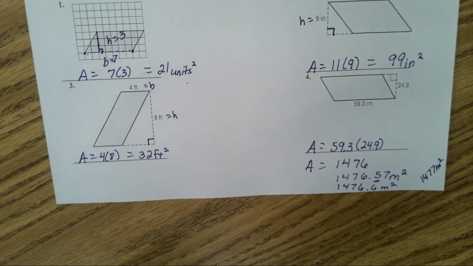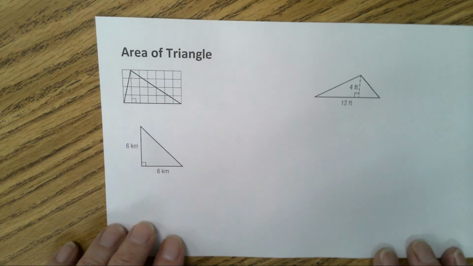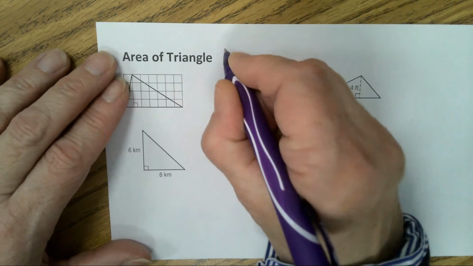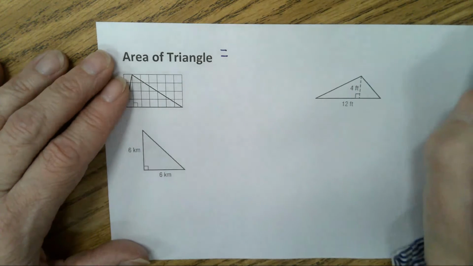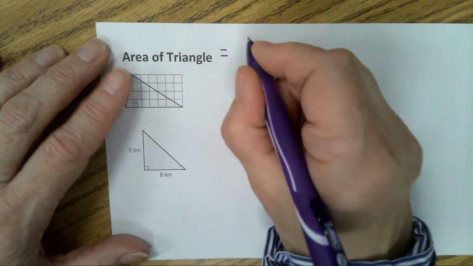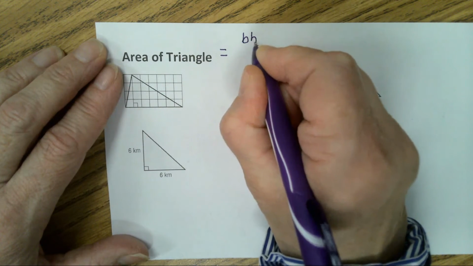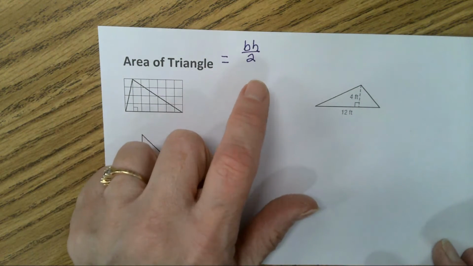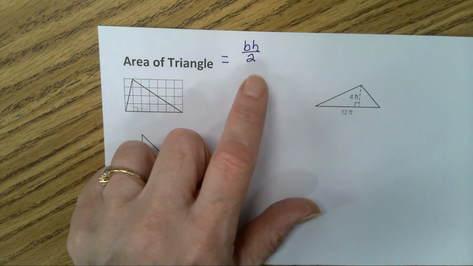Okay, now let's go to the back side. And the back side of our bell work today is the area of a triangle. So let's begin by writing the formula. There are 2 formulas. The one that I like the best is this one. Base times height divided by 2. That's the one since you get to use calculators, this is the best one to use.